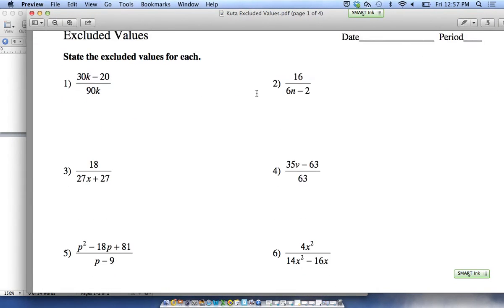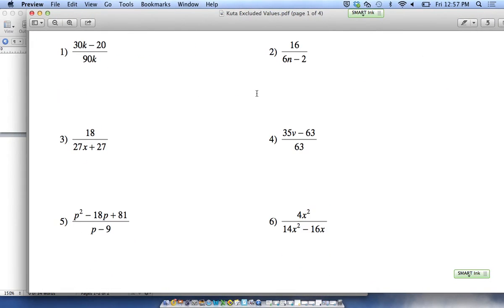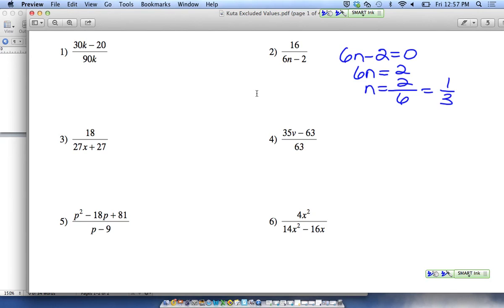Looking at your homework, really all I would like for you to do is just simply list the excluded values. And then we will simplify these together in class. Number 1 is easy enough. Let's look at number 2. All I'm concerned about is determining when 6n minus 2 equals 0, which value of n would make that true. So my excluded value for number 2 is n is not allowed to equal 1/3.